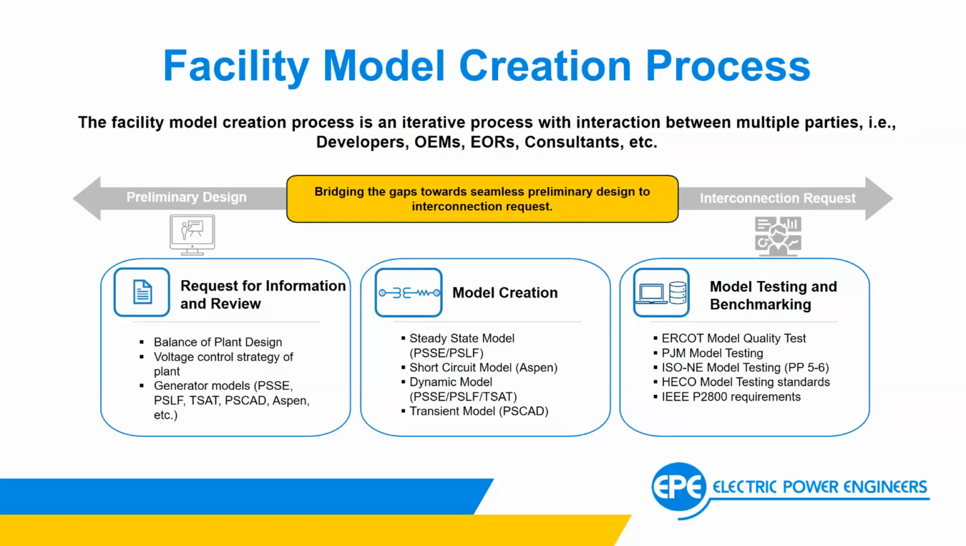And then you've got the model creation portion, where right now we're seeing requests for models from steady state, short circuit, dynamic and transient models, and in different software, like Steve had mentioned. Mostly in the US, we stick with PSS/E and PSCAD. TSAT has become a big one in the ERCOT region as of late. Depending on what types of models you use, user defined or generic, that's a separate model that needs to be developed. And now we're also seeing a lot of requests for Aspen models for the short circuit studies that are being performed.